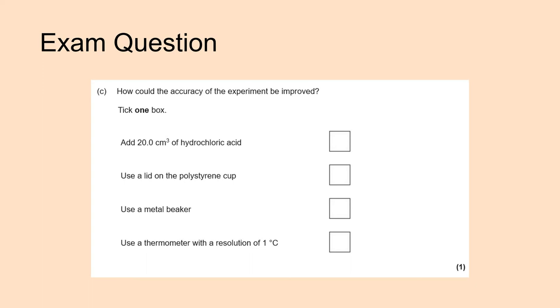Using a metal beaker would actually make the experiment less accurate, because metal is a really good conductor of heat, which would mean we would lose more thermal energy to the surroundings. Using a thermometer with a resolution of 1 degree may improve the precision of our measurements, but it would not improve the accuracy.